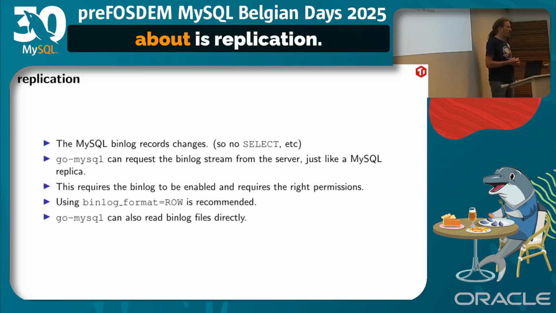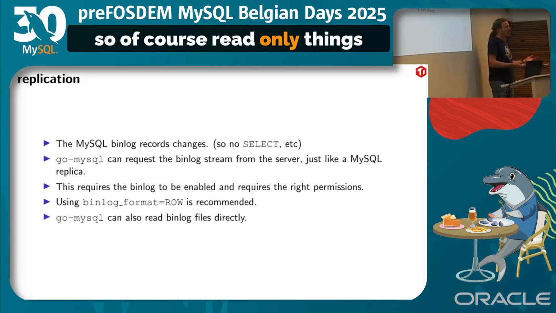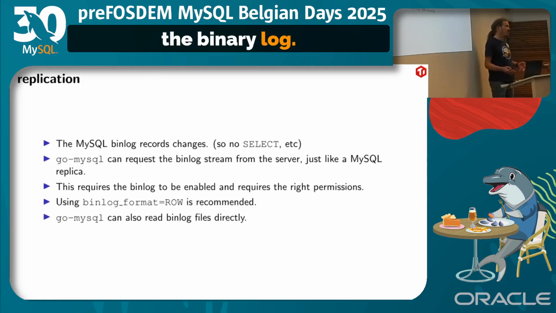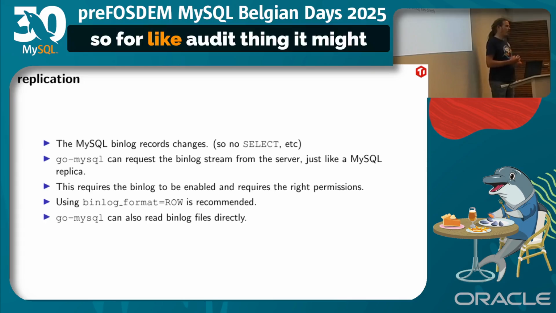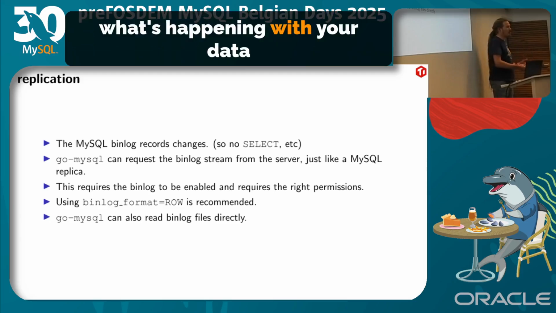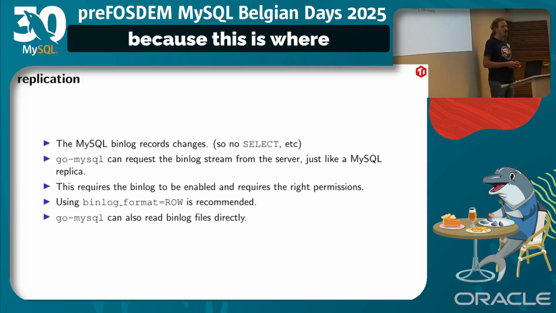The first thing that we're talking about is replication. Of course MySQL does replication with binary logs. You're probably all familiar with this. It records changes. Of course read-only things you don't find in the binary log, so you don't get those. So for an audit thing, it might not be sufficient, but to see what's happening with your data, it is definitely sufficient because this is what replication is built on top of for MySQL.